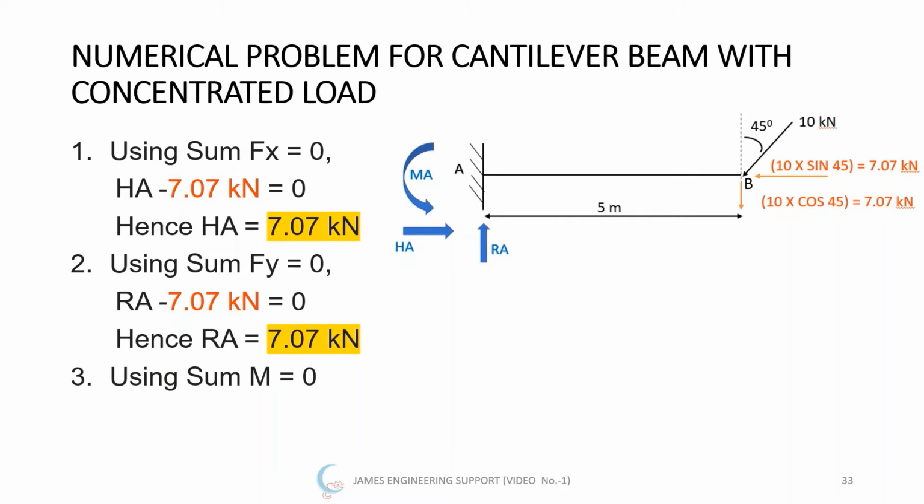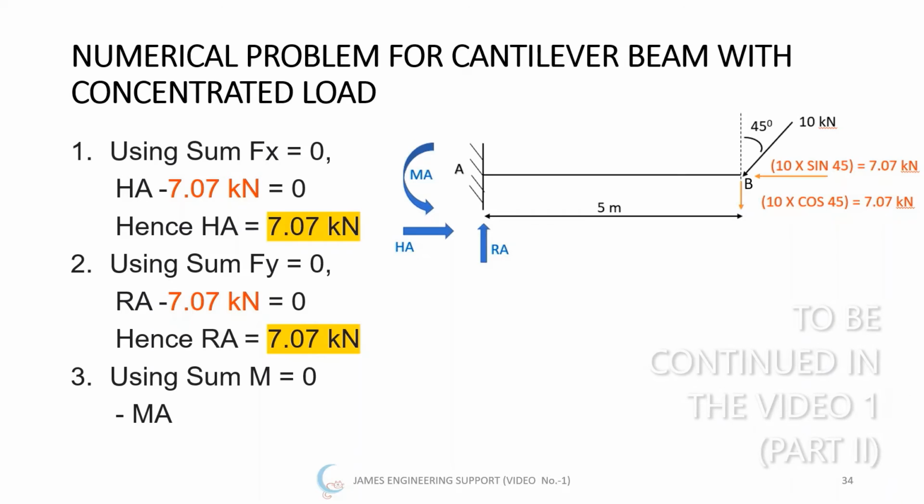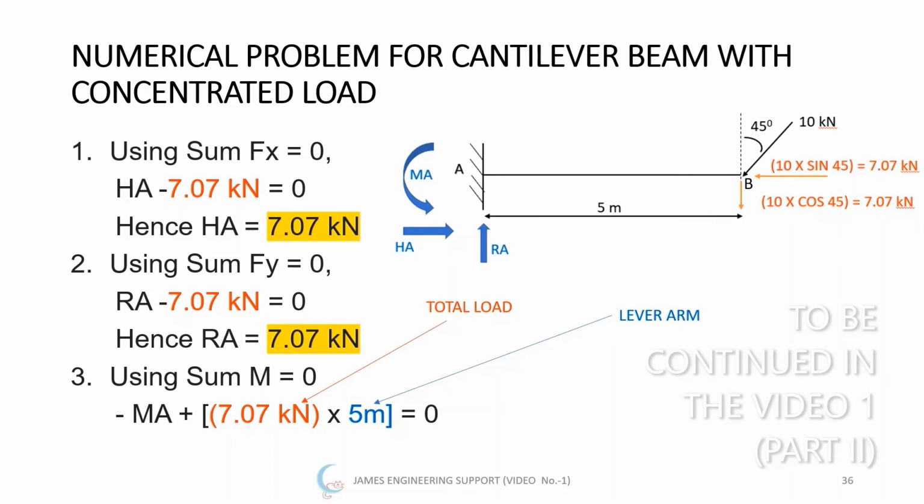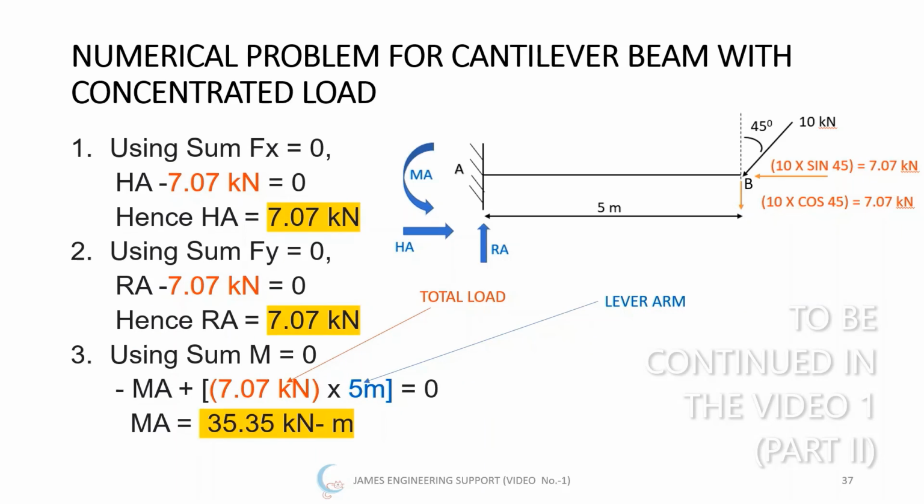Next we will go for the moment calculation. I'm writing down the equation: minus MA, as this is anti-clockwise, then this vertical force I'm considering, multiplied with the lever arm of 5 meter, and I'll equate it to 0. So I'll get the answer as MA equal to 35.35 kilonewton meter.